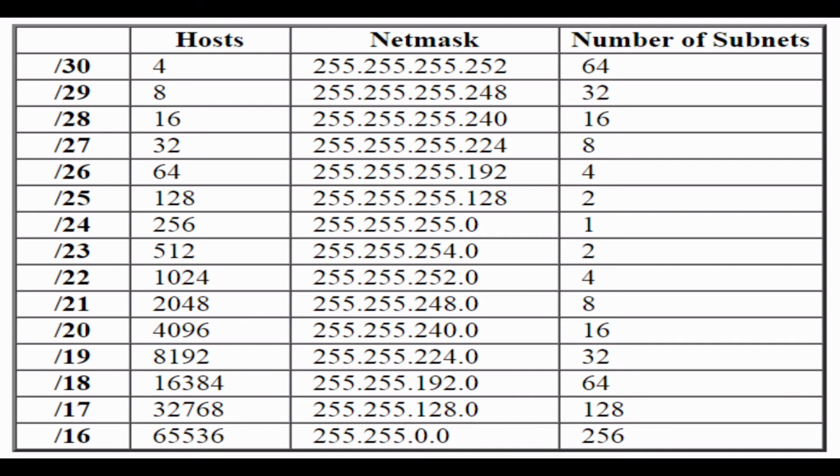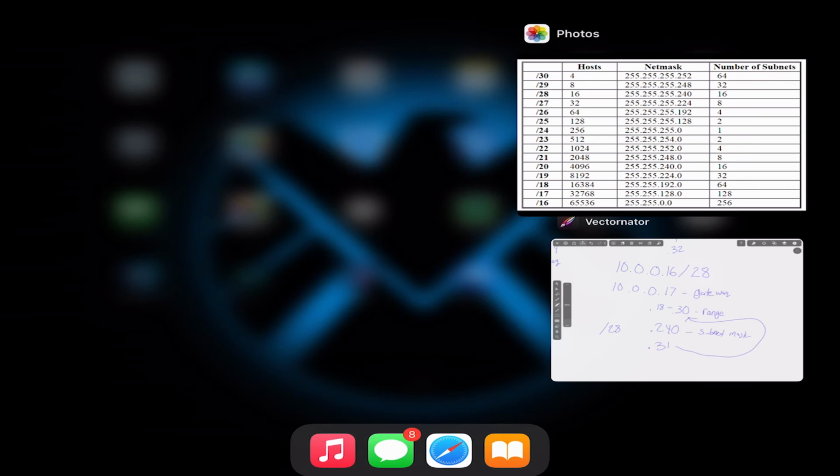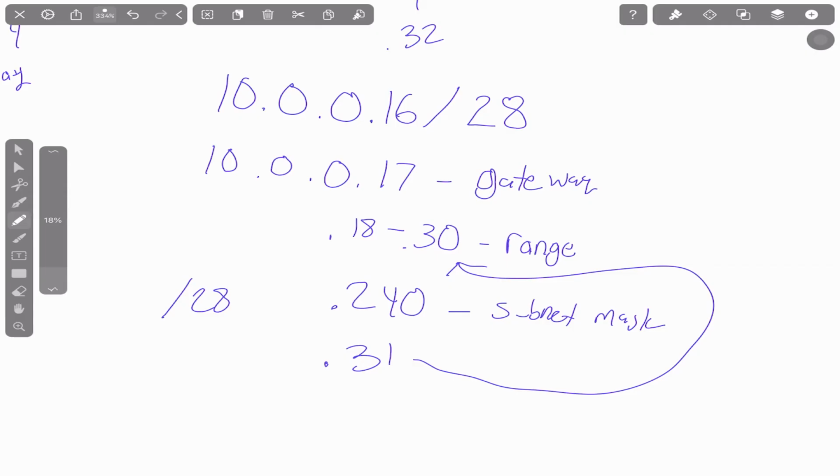So remember that for /28, the number of addresses is 16. You can do anything here, and this is why these cheat sheets exist, because we're not going to do the binary every time. That's how you use the cheat sheet as well, though.